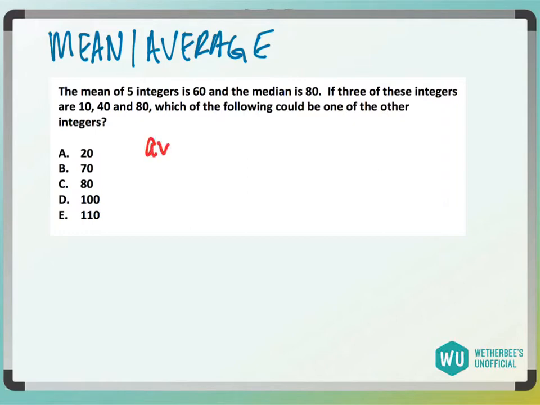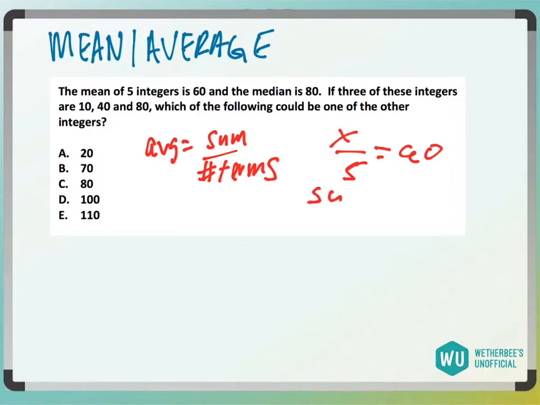So, we know that the average is the sum over the number of terms. Average, mean, same thing. So we have a mean of 5 integers, so that's 5 on the bottom here, and the mean is 60. So I'm going to have to solve for the sum. So the sum is 300.